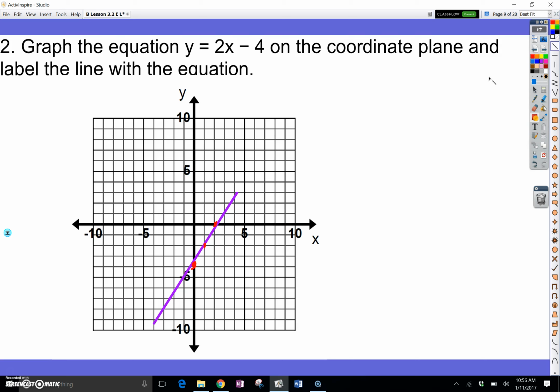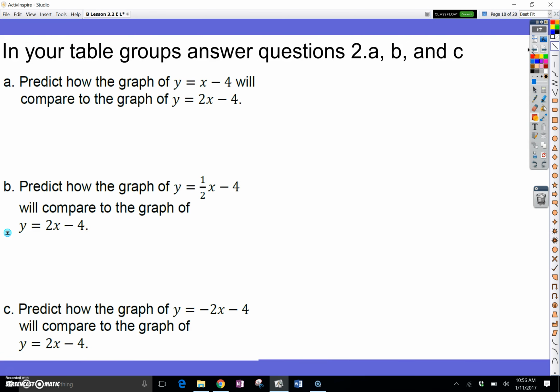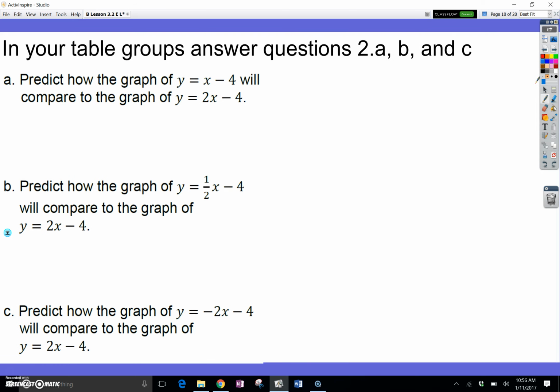Okay? So the rest I'm going to do on Desmos. You can use Desmos as well, but I want to make sure that you're putting all of this in your notes, okay? So what I want you now to do is predict what will happen when I graph y equals x minus 4, y equals 1/2 x minus 4, and y equals negative 2x minus 4. I want you to go ahead and pause this and predict and answer A, B, and C. So make sure you have A, B, and C written down before we graph these.